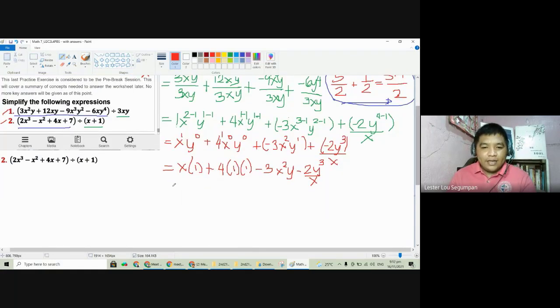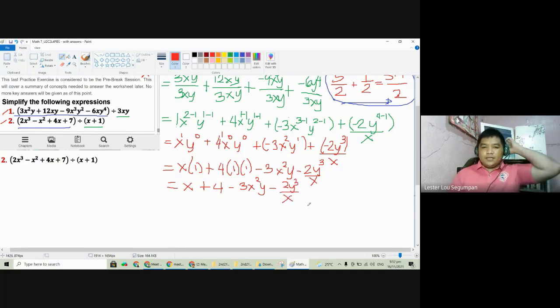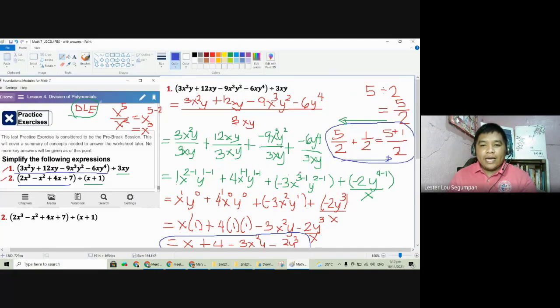The final answer here is just by looking at this as 1x or x plus 4 minus 3x squared y and minus 2y cubed all over x. Looking at the terms here in this multinomial, we don't have similar terms, so this is our final result. This was made possible by looking at the divisor as a denominator and sharing it on all the terms and applying the correct mathematical operations. This is for number 1.